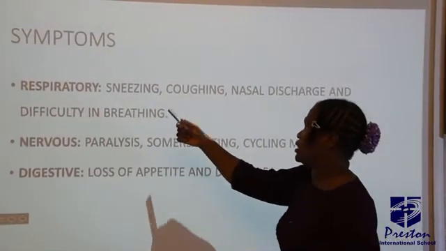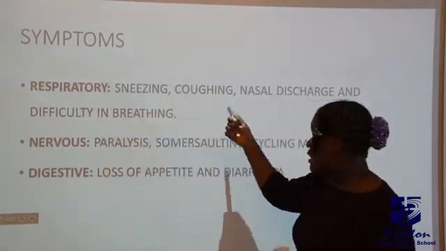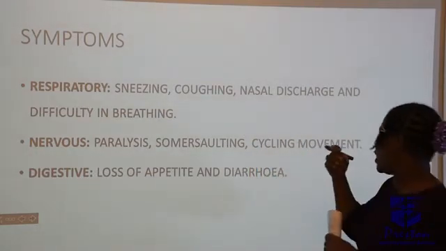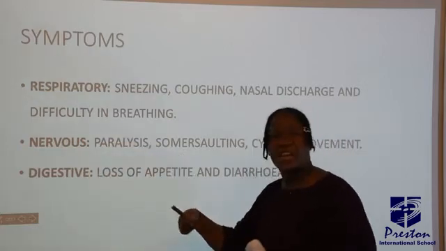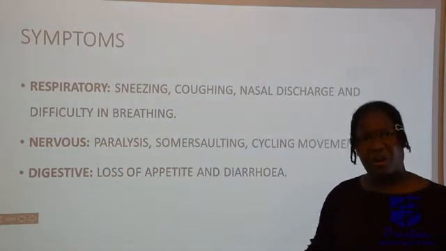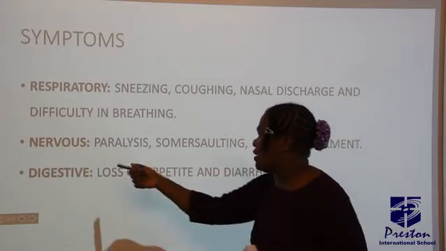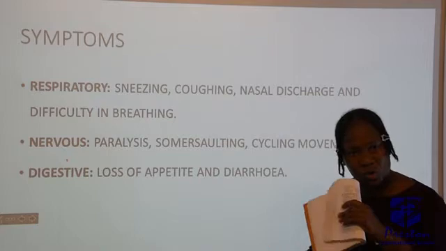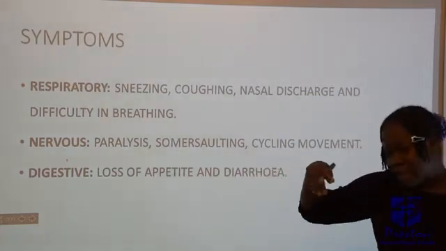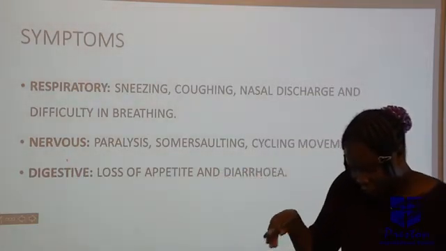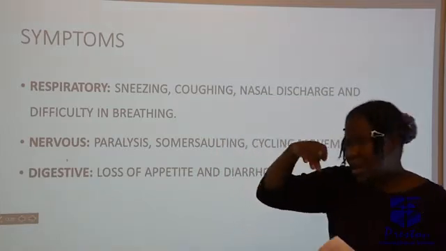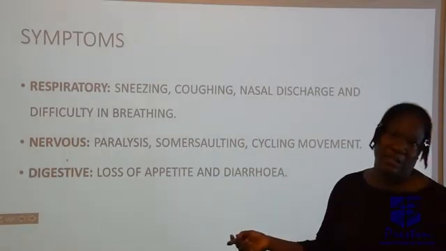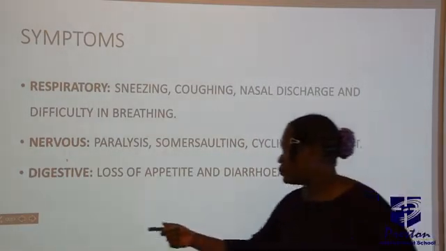Now, let's look at the respiratory symptoms. The birds will begin to sneeze, cough, and then you have nasal discharge. That's liquid discharge from the nose, and then difficulty in breathing, laborious breathing. We've talked about all this in our past classes. And then the nervous symptoms: we have paralysis, somersaulting. The bird will begin to somersault. And then cyclic movement: the bird will stand in a position and still be moving in a circular form. Now, the digestive symptoms: loss of appetite, and then diarrhea.